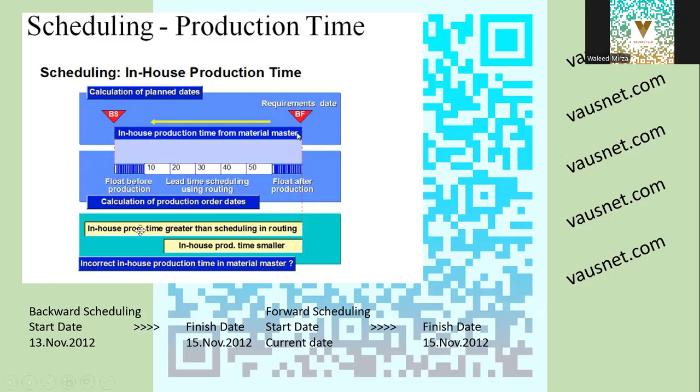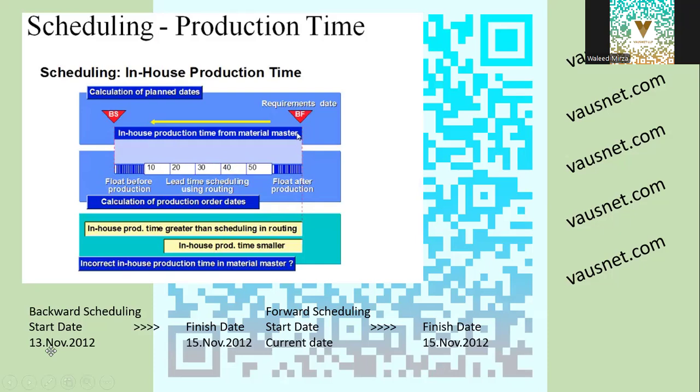So in-house production time can be greater than the scheduling in routing, it can be more than that. Or in the second option, the in-house production time is smaller than the scheduling details that we have, than the scheduling mentioned in routing. Okay. In the material master, the production time can be erroneous, incomplete or incorrect. But how to bypass or circumvent that, we'll just see.